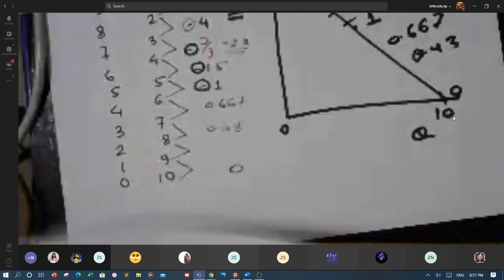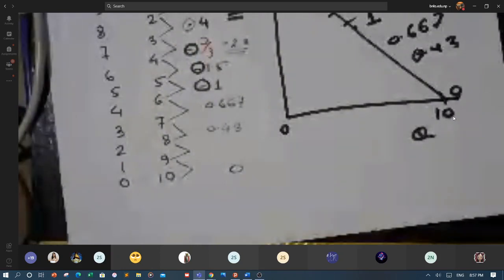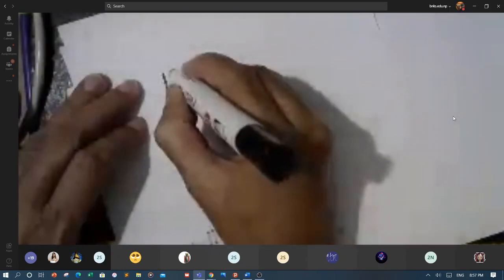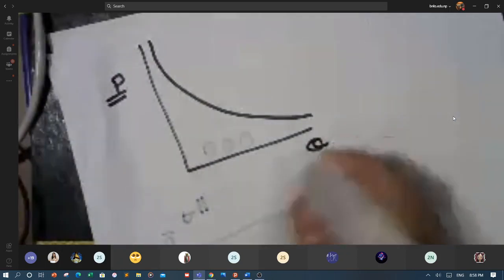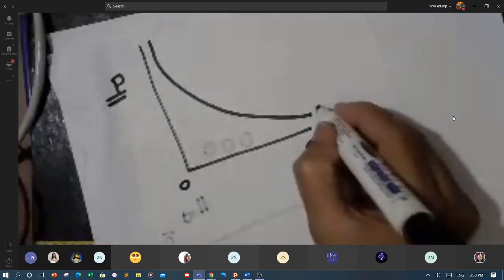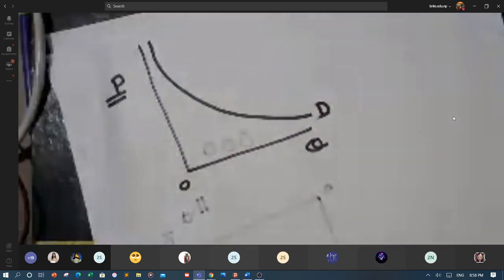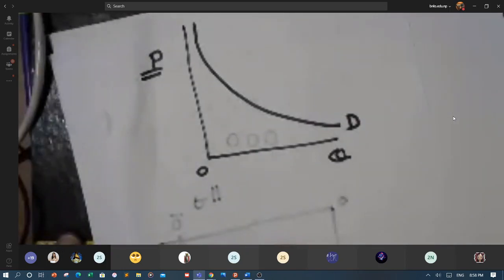Now, if we start working on it, for this figure, this is the figure for unitary price elasticity of demand. This is price, this is quantity, this is origin, this is the demand curve, and this type of demand curve has a name in mathematics. What is the name of that?